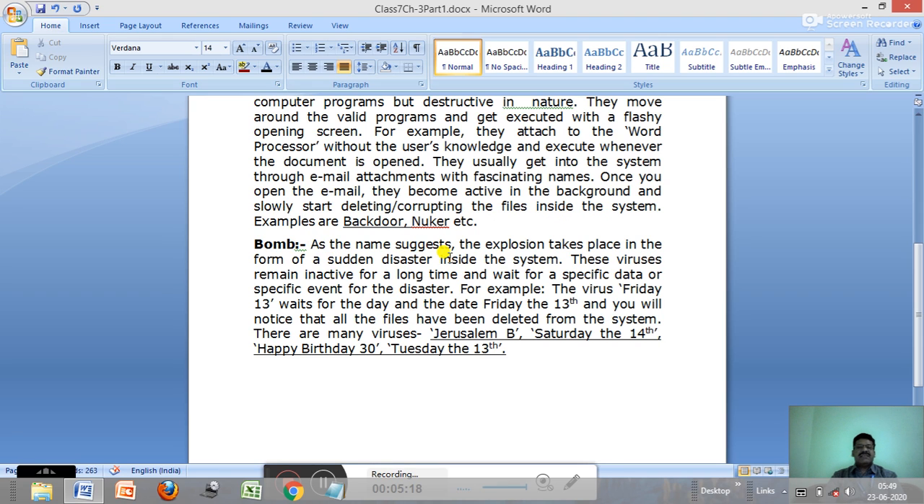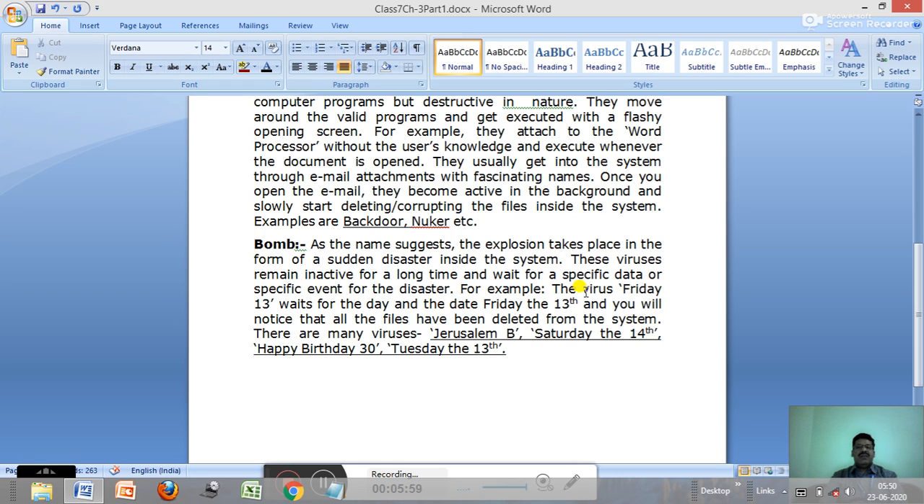As the name suggests, the explosion takes place in the form of a sudden disaster inside the system, like the explosion of a bomb. The same way, this virus also becomes active in our computer suddenly. These viruses remain inactive for a long time and wait for a specific date or a specific event for the disaster. So they remain silent in our computer, inactive for a long time, waiting for the date or year to be matched.